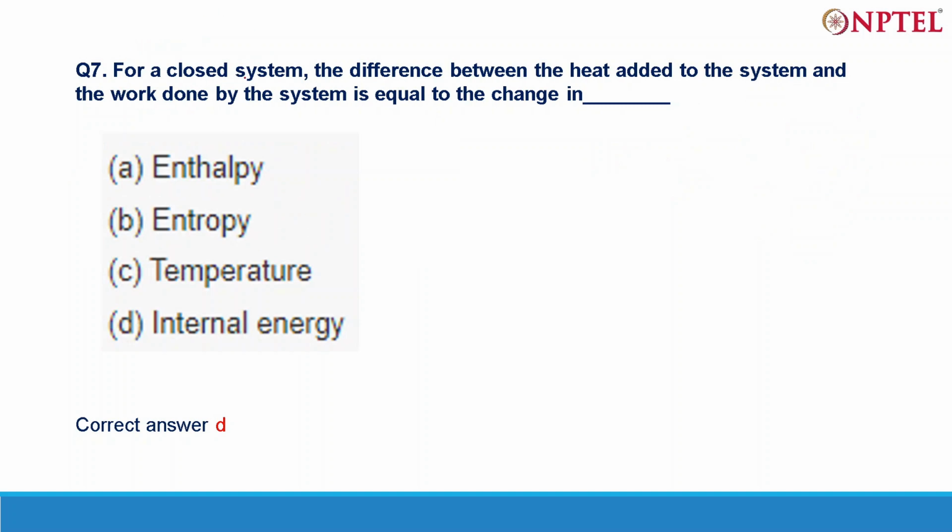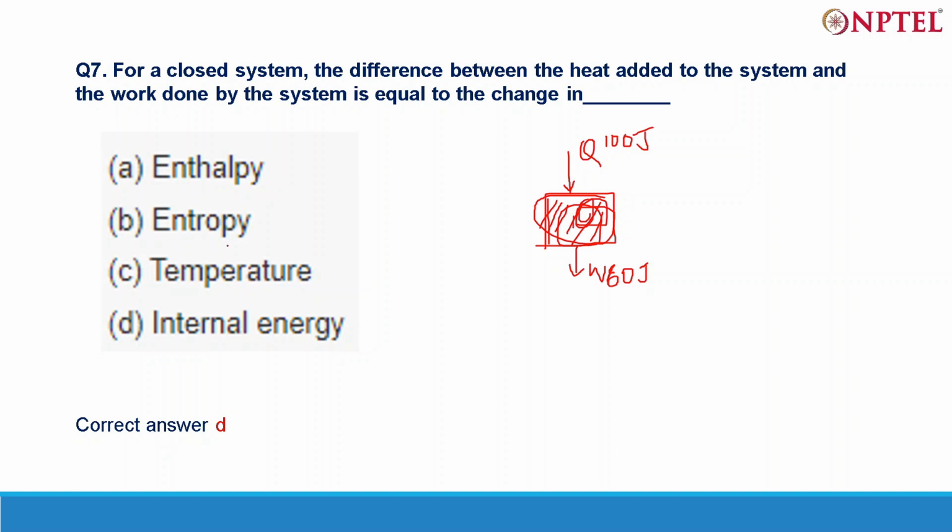For a closed system, the difference between heat added to the system and work done by the system is equal to the change in stored energy. So if there is a closed system like this, suppose this is your room, heat Q is added and work is done. So let's say 100 joule heat is added and suppose 60 joule work is done. Whatever the difference between these two, because energy can neither be created nor be destroyed, will be stored here by the closed system itself.